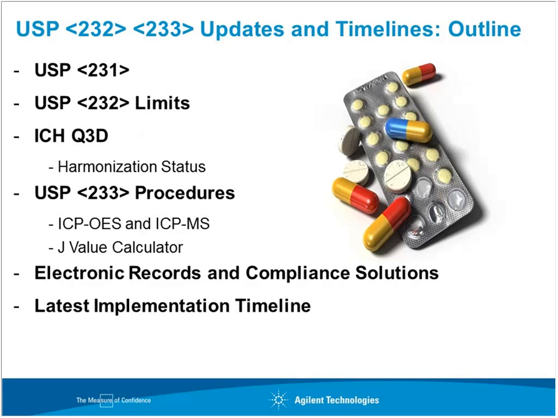This will include a look at the two compendial techniques, ICP-OES and ICP-MS. Included here as well will be a review of the J value, where we'll actually go through some specific calculation examples. We'll also talk a bit about electronic records and compliance solutions, and we'll end up with an update on the latest implementation timetable.